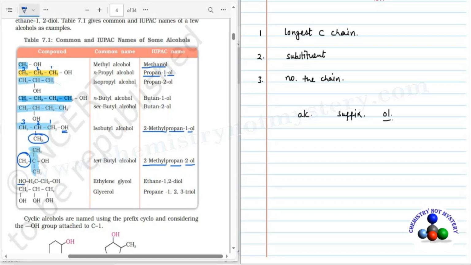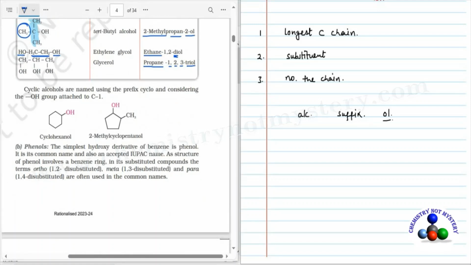Now come to the next example. Here there are two OH groups and the longest carbon chain is 2 carbon long. For polyhydric alcohol, you have to retain the E of alkane. So here we will write ethane-1,2-diol. As there are two OH groups, you have to use di in front of OL. Now come to the next example. Here there are 3 carbons and 3 OH groups. So the name of this molecule will be propane-1,2,3-triol.